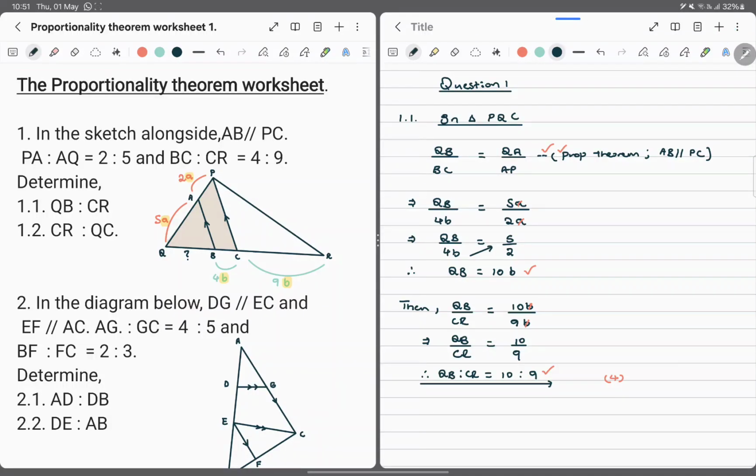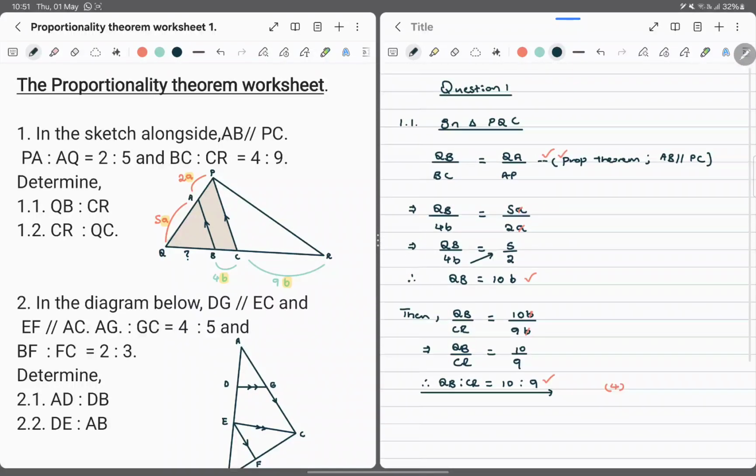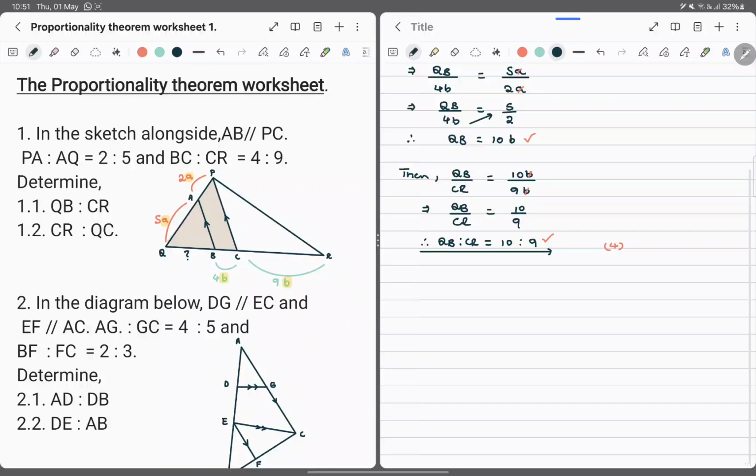So essentially this is just me being generous. Mostly this would be 3 marks. Okay, but let's just work through it nicely so that you can appreciate what needs to be done here. So let's do 1.2.